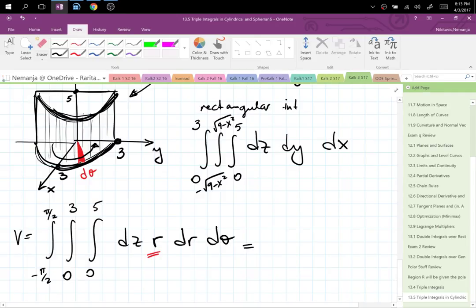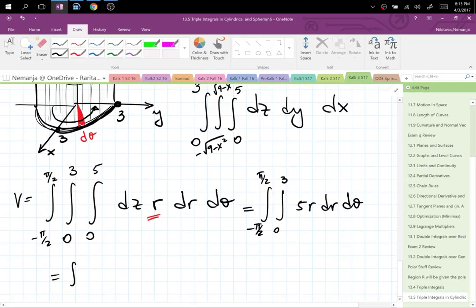All right, so to integrate this is just a joke now. So dz, that's going to be 5r, dr, d theta. Which is pi times r squared, so pi times 5 halves of 9, so 45 halves. And it's 45 halves times pi. 45 pi over 2, right? I skip some steps. You can fill in the blanks.